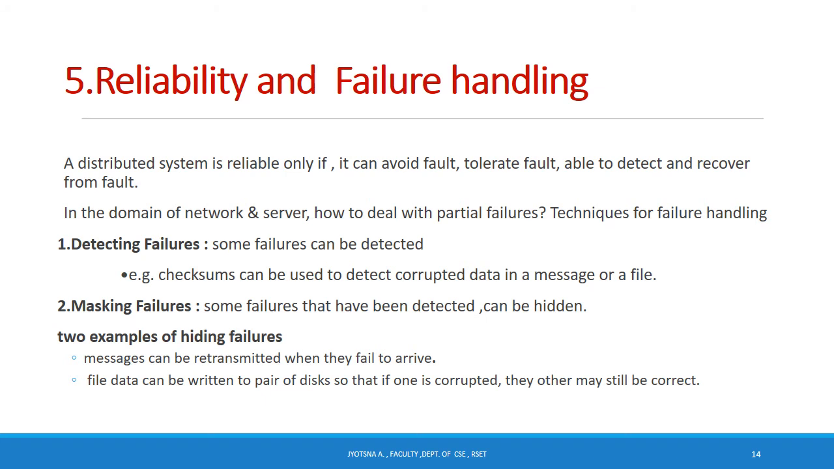For example, you might have studied about checksums in computer networks. Checksums can be used to detect corrupted data in a message or a file. The second technique is masking failures. Some failures that have been detected can be hidden or made less severe. For example, two examples of hiding failures are: the first one, messages can be retransmitted when they fail to arrive. The file data can be written in a pair of disks, so if one is corrupted, the other may still be correct.